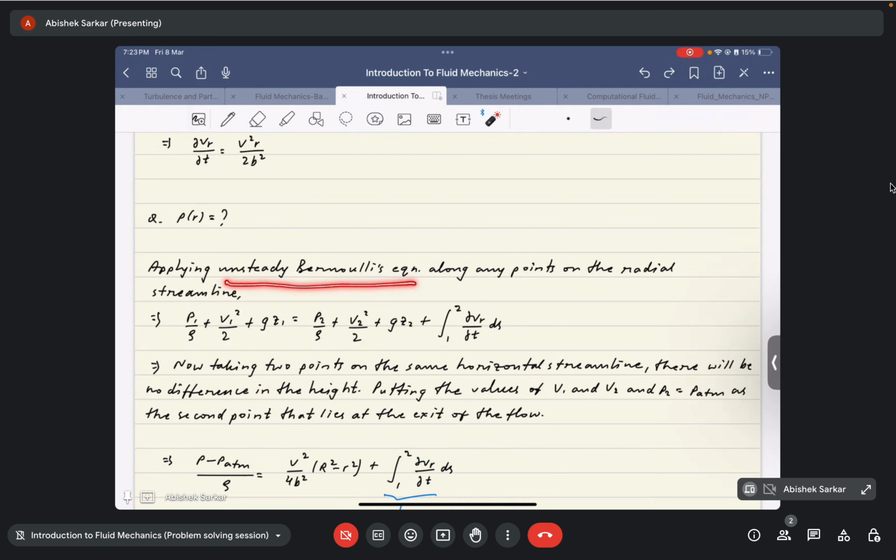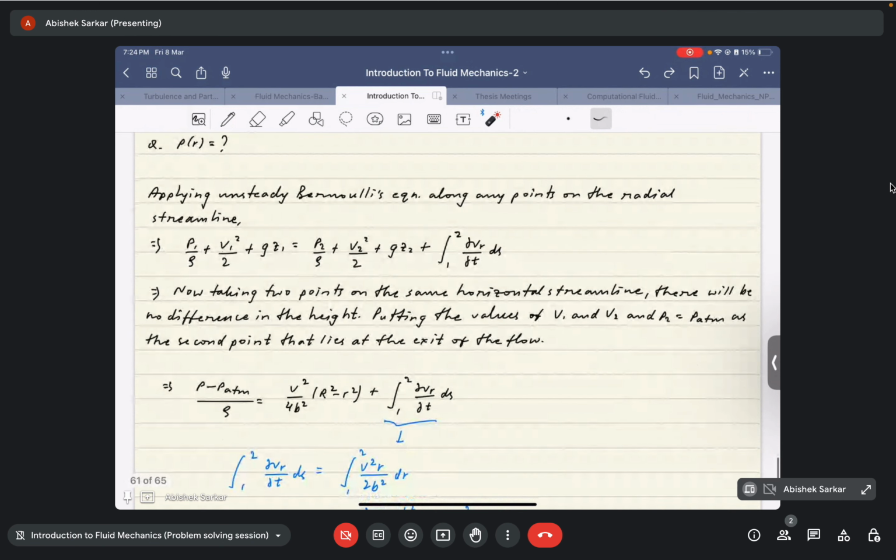Unsteady Bernoulli's equation gives P1 by rho plus V1 square by 2 plus gz1 is equal to P2 by rho plus V2 square by 2 plus gz2 is equal to the integration from 1 to 2 of dou VR by dou T into ds. Okay, ds denotes the elemental length along this streamline.